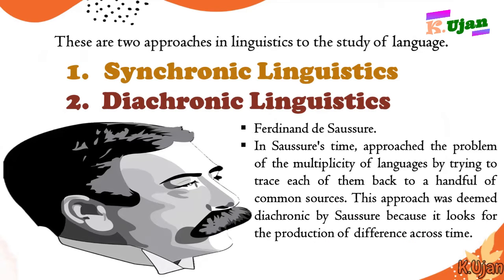In Saussure's time, linguists approached the problem of multiplicity of languages by trying to trace each of them back to a handful of common sources. This approach was deemed diachronic by Saussure because it looks for the production of difference across time.